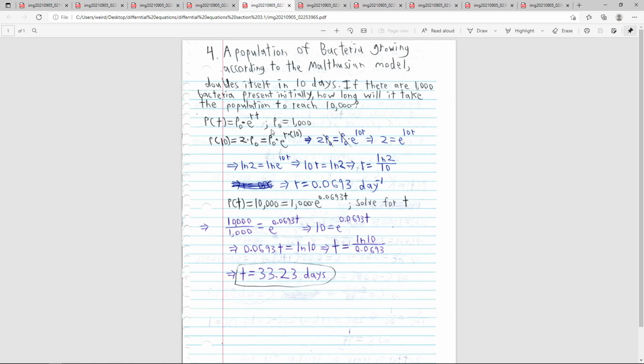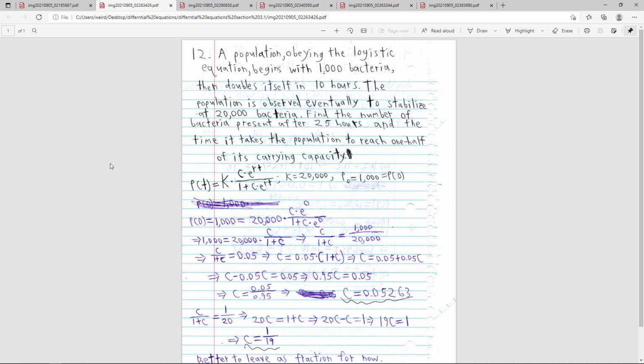So it's 33.23 days to get 10,000 bacteria. That's what I'm trying to say. Okay, enough of the Malthusian model. Now it's time for two examples of how to work with the logistic equation.